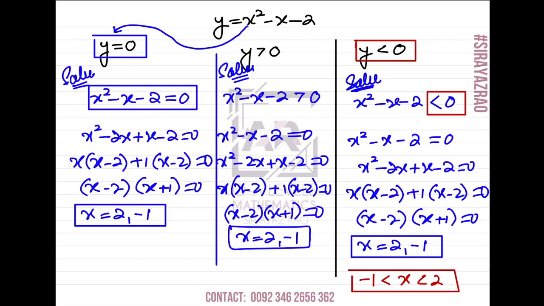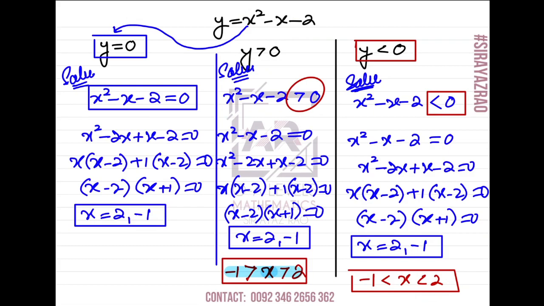But this is not my answer. I need to know what is the value of x when y is greater than 0. This is what they have asked you, when y is greater than 0. So how am I going to write the answer? I'm going to write the answer: x is greater than the larger value, x is lesser than the smaller value. Right? So you're going to read it like this. X is greater than the larger value, x is greater than 2, and x is less than minus 1.